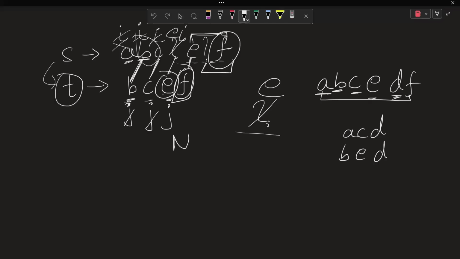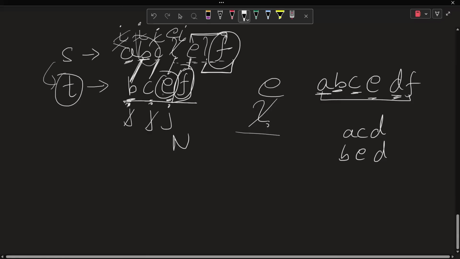This way, if you just do it greedily, you can just check. And finally, if you can find a match for every character in T, you can say, yes, you can do it.